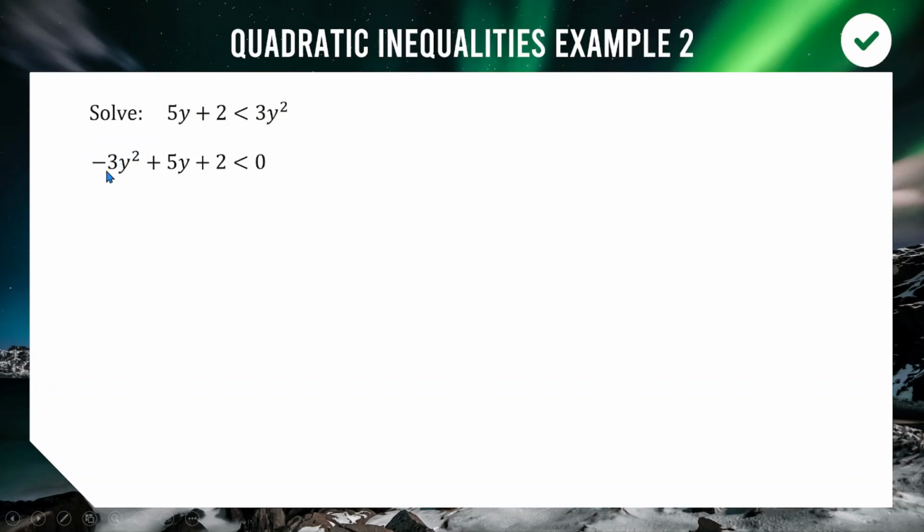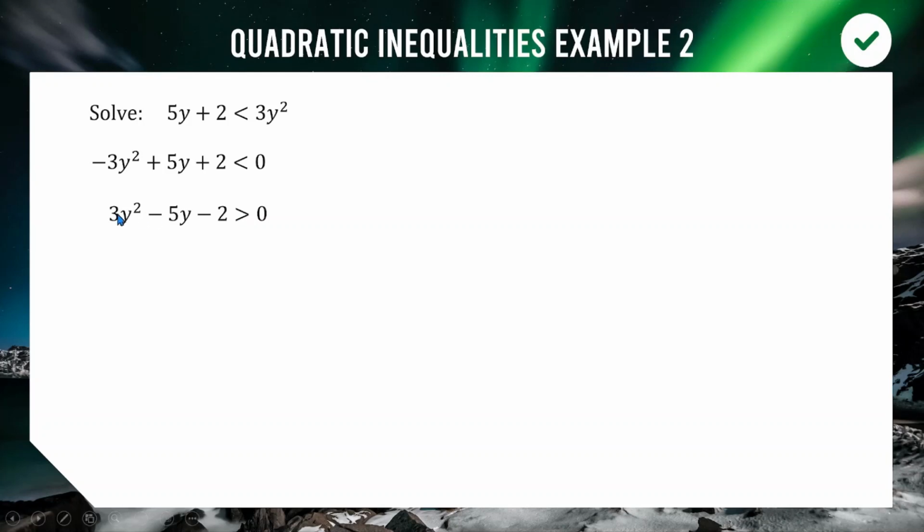So I'm going to multiply everything in this expression by minus 1. So negative 3y squared becomes positive, and these two guys become negative. Don't forget, when you're solving an inequality, every time you multiply or divide by a negative, your inequality sign changes direction. So we're now not looking at less than 0, we're looking at greater than 0.